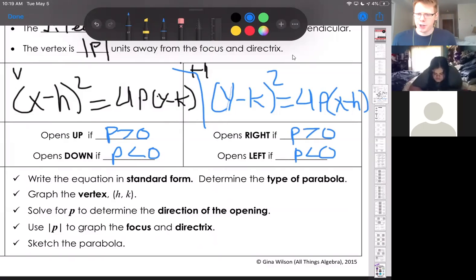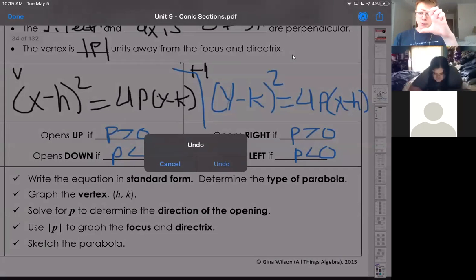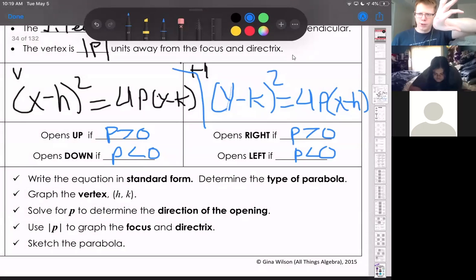So if it's horizontal, you're going to have one that opens to the right, oops, or to the left. Am I doing that right on the video? It might be backwards because it's mirrored. I don't know. And then if it's vertical, you're going to have it open up or open down.